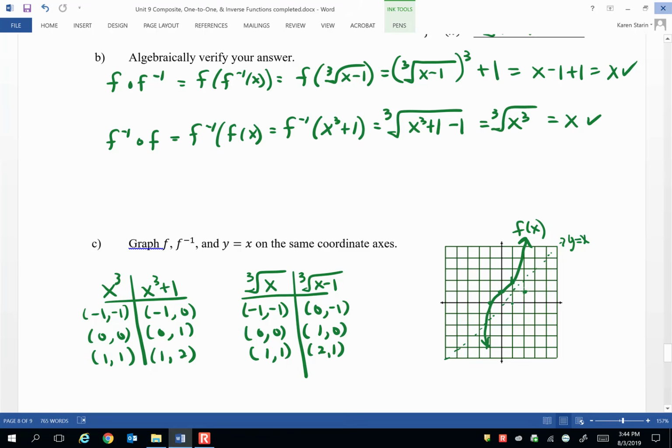And this is more of a flatter S curve. So my points keep going away here. There it is, something like this. And I probably should have changed colors, but we can see that these do look like reflections over the line y equals x. This is f inverse of x, which is the cube root of x minus 1, and f of x was x cubed plus 1.